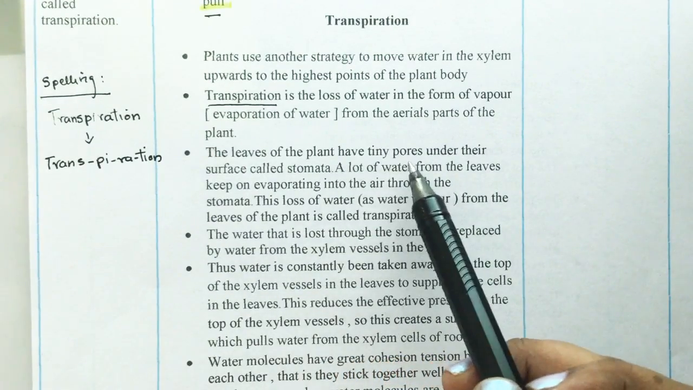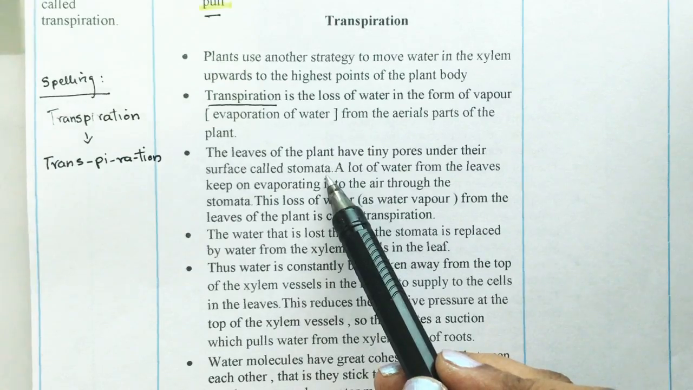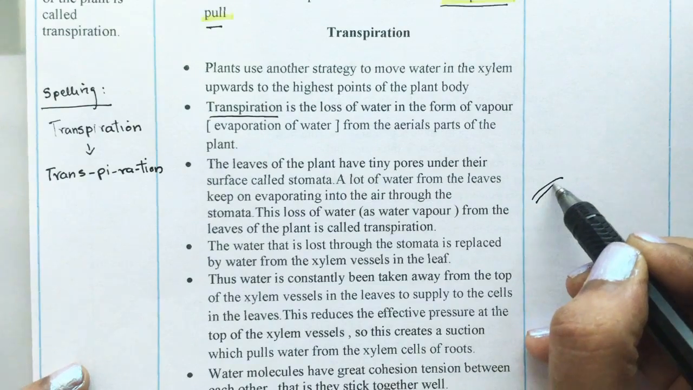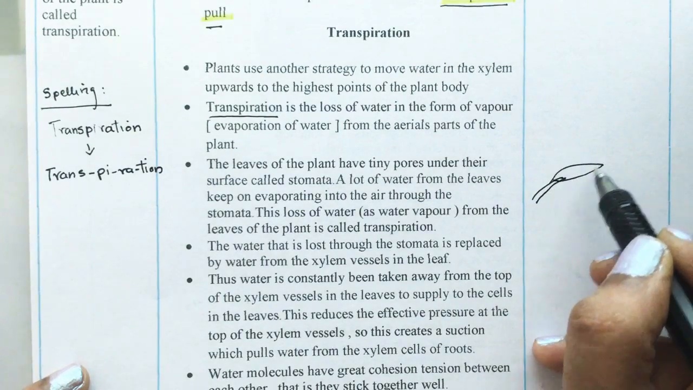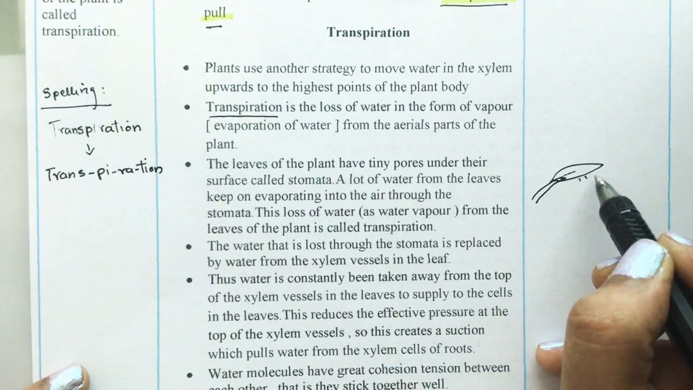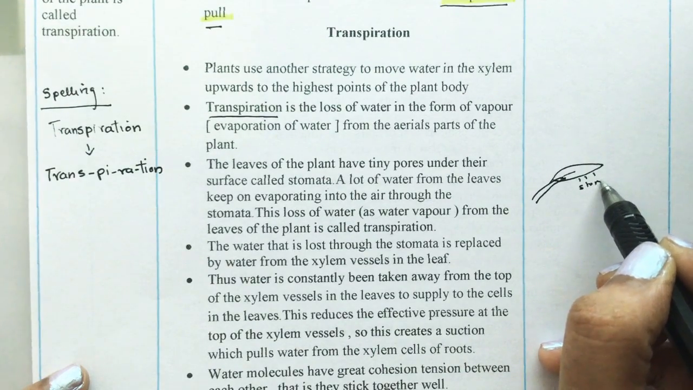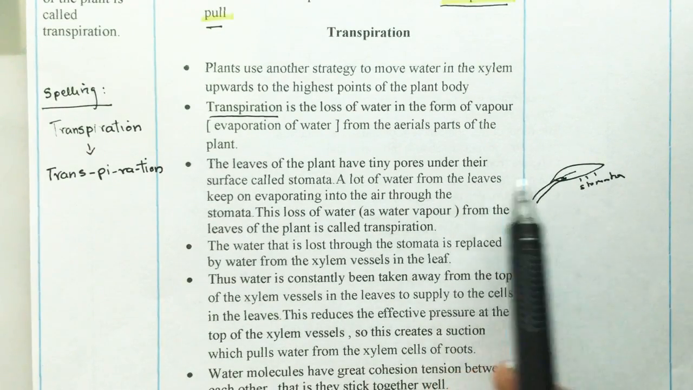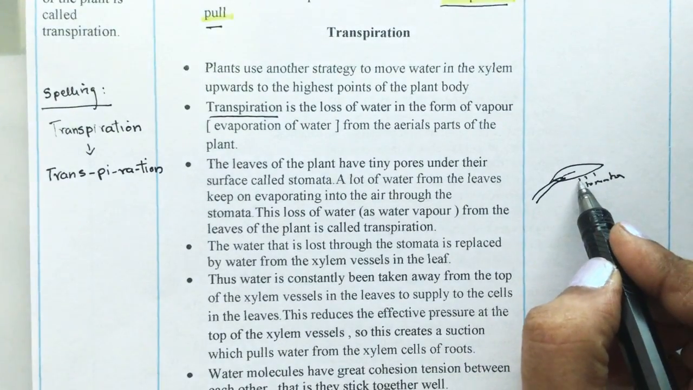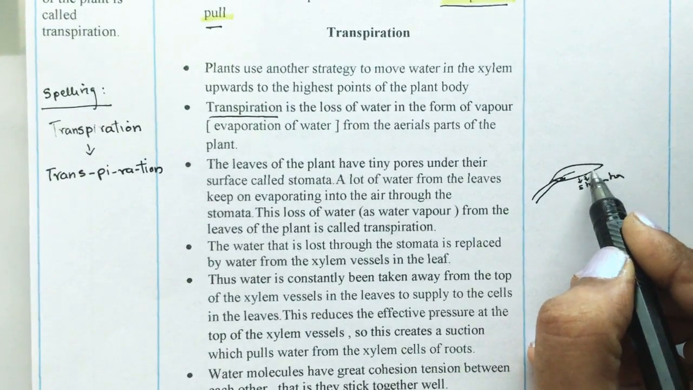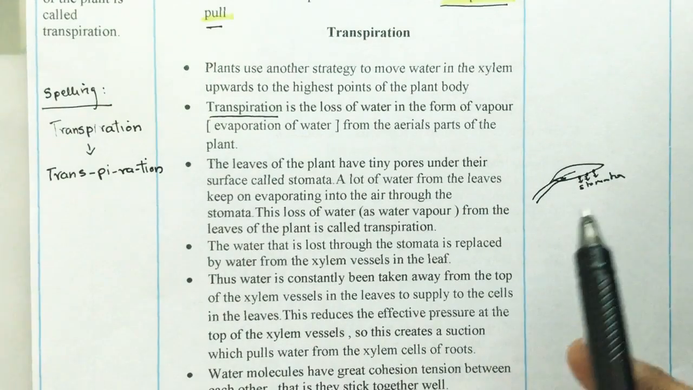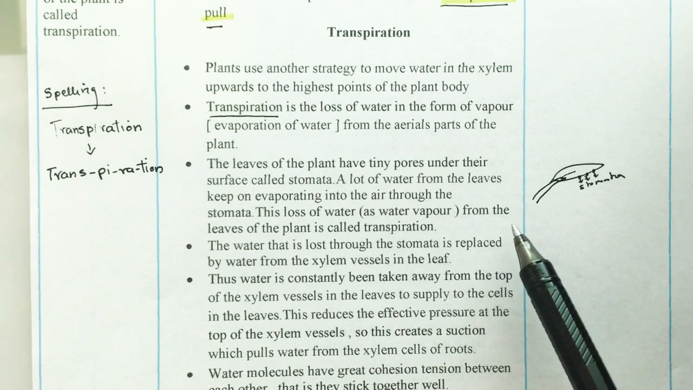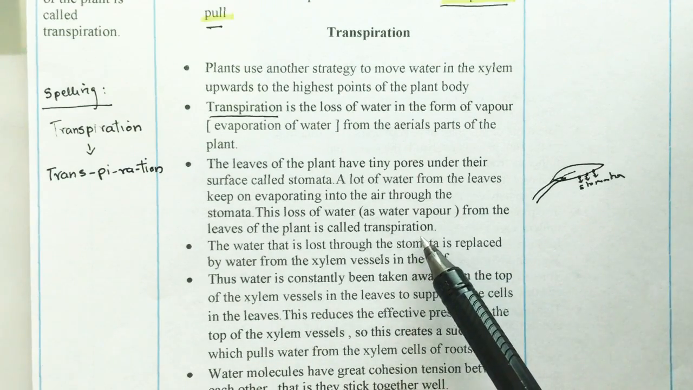The leaves of the plant have tiny pores under their surface called stomata. We have learned this, children, right? So, let us say this is a leaf. So, under this leaf there will be the stomata. A lot of water from the leaves keep on evaporating through the stomata. These are the tiny holes called the stomata. Okay. This loss of water in the form of water vapor from the leaves of the plant is called transpiration.